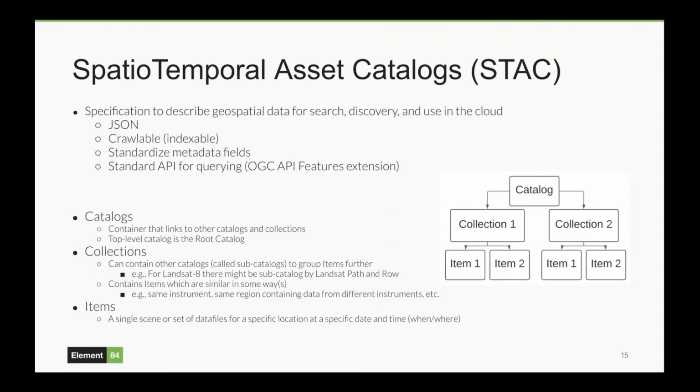There are 3 different main entities, and actually I should say there are 4 different main entities. I really should add assets here because they are asset catalogs, but there are catalogs, collections, and items.